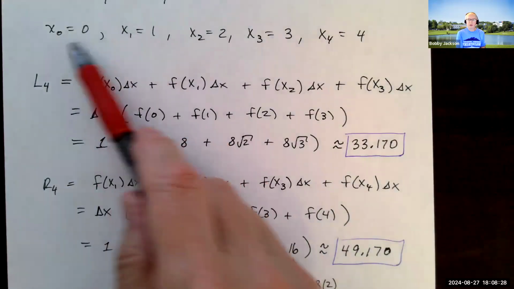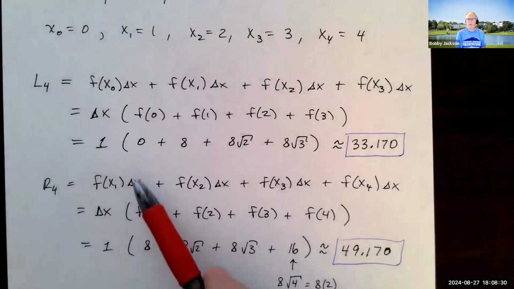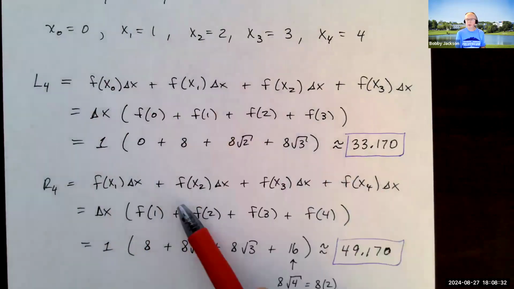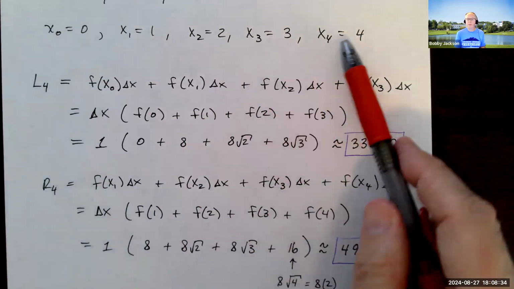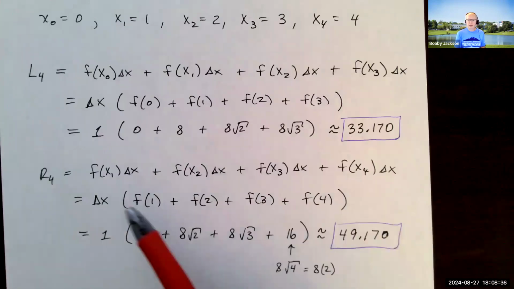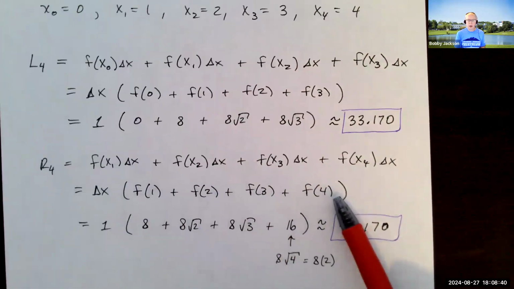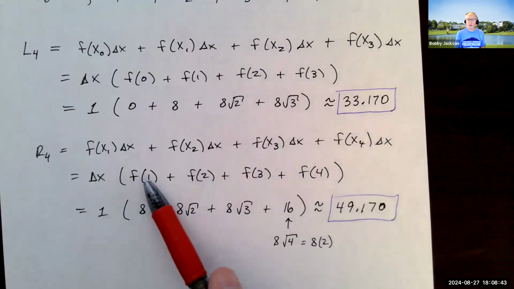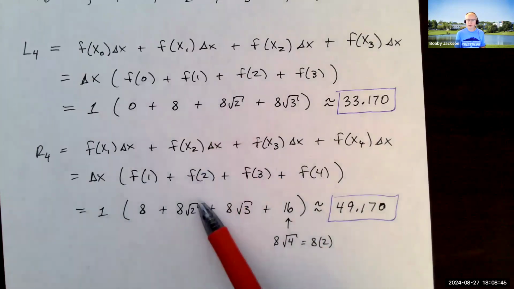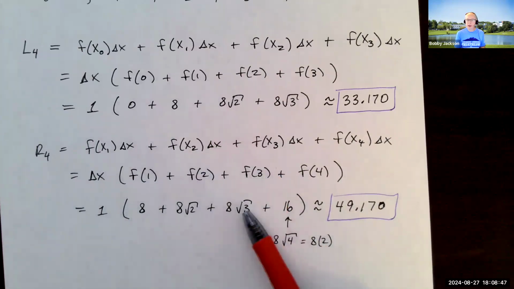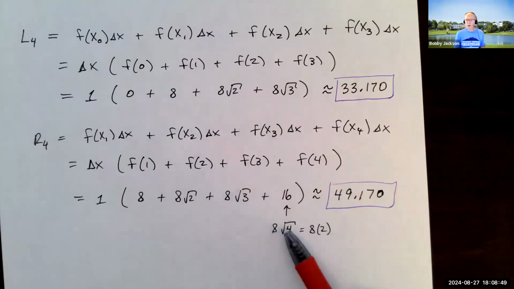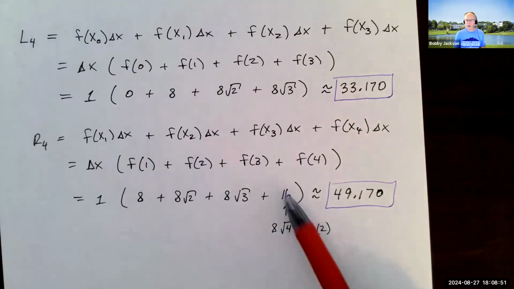For the right-hand sum, very similar, except now we'll use the right-hand endpoint. So for the first interval, that is x sub 1, second subinterval x sub 2, third subinterval x sub 3, fourth subinterval x sub 4. And so factoring out that delta x as before, we'll have f of 1 plus f of 2 plus f of 3 plus f of 4. Delta x is 1, and as we saw above, f of 1 is 8, f of 2 is 8 square root of 2, f of 3 is 8 square root of 3. F of 4 would be 8 square root of 4. Square root of 4 is 2. 8 times 2 is 16.